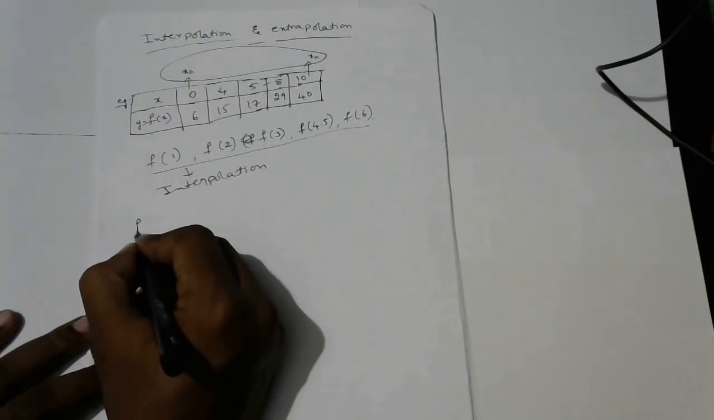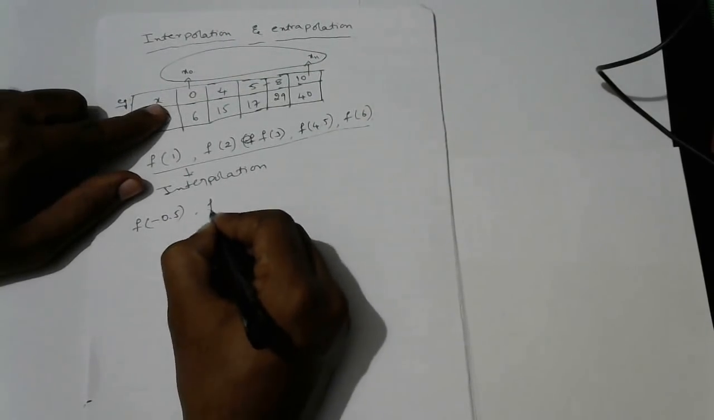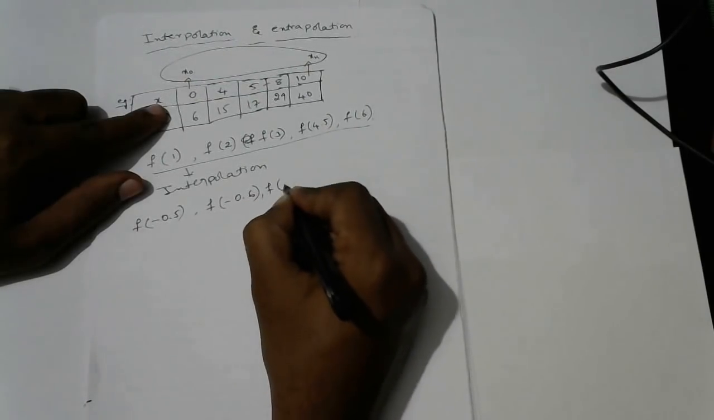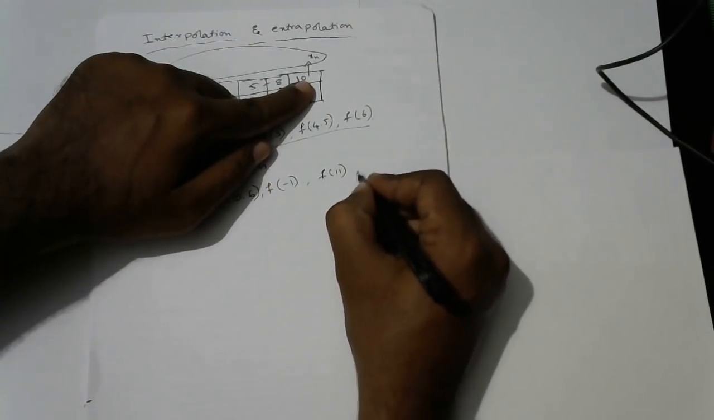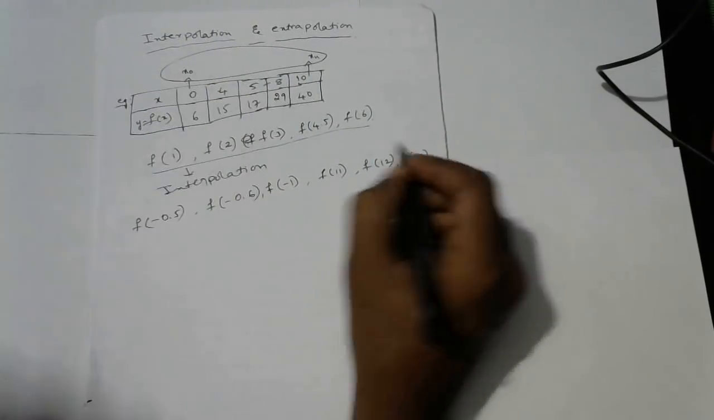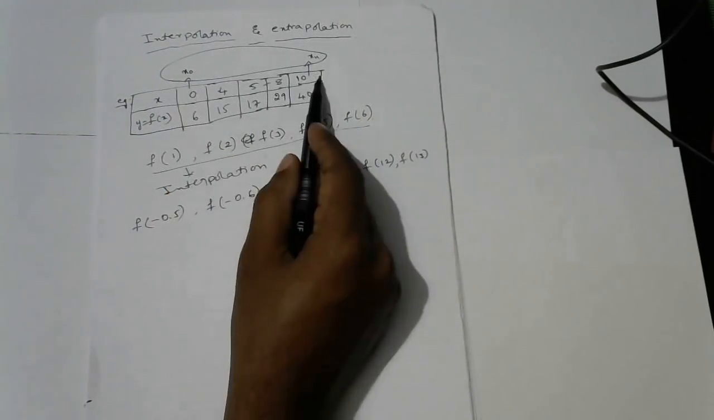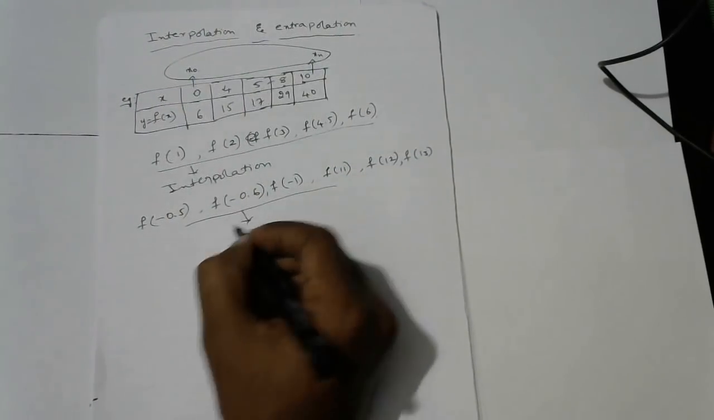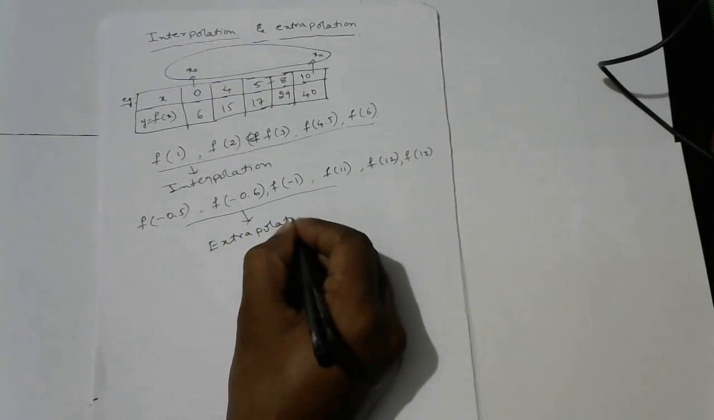Now suppose they ask to find f of minus 0.5, f of minus 0.6, f of minus 1, or f of 11, f of 12, f of 13. They ask to find values outside the range of x, so these are all called extrapolation.